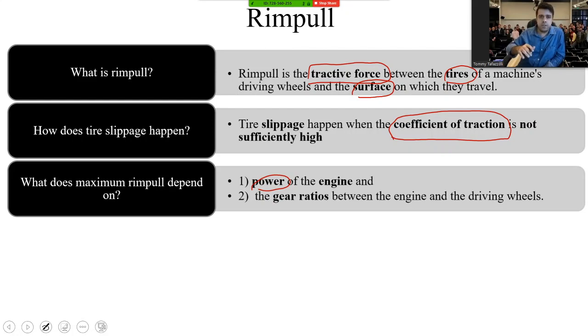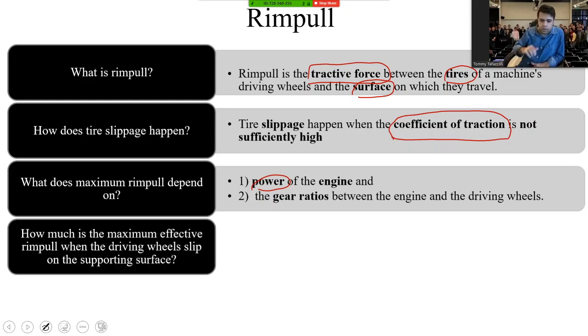Is it the first gear, the lowest gear, or the highest gear that provides the maximum rim pull force? As most of you have probably guessed, the lower gears, actually the lowest gear, generates the maximum rim pull force. And as you change the gear to higher ones, the rim pull force decreases. All right, how much is the maximum effort rim pull when the driving wheel slips on the supporting surface?